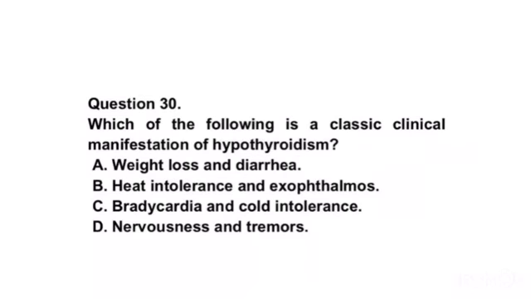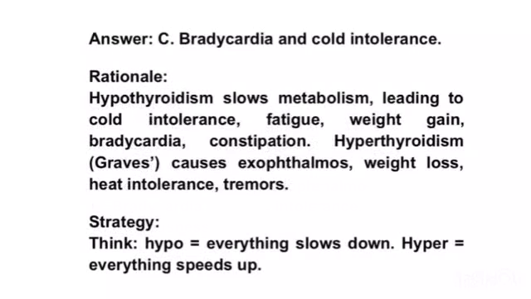Question 30. Which of the following is a classic clinical manifestation of hypothyroidism? A. Weight loss and diarrhea. B. Heat intolerance and exophthalmos. C. Bradycardia and cold intolerance. D. Nervousness and tremors. Answer C. Bradycardia and cold intolerance. Rationale: hypothyroidism slows metabolism, leading to cold intolerance, fatigue, weight gain, bradycardia, constipation. Hyperthyroidism, Graves' disease, causes exophthalmos, weight loss, heat intolerance, and tremors. Think hypo equals everything slows down, hyper equals everything speeds up.